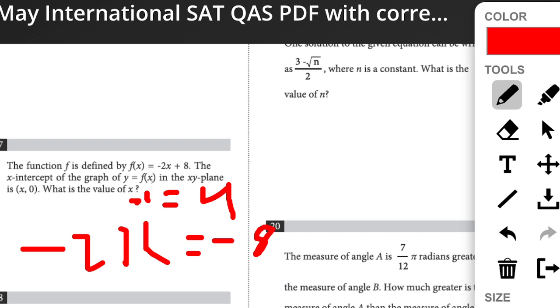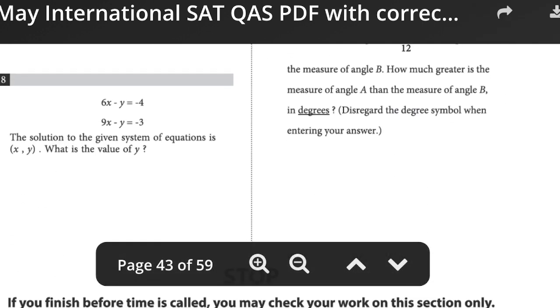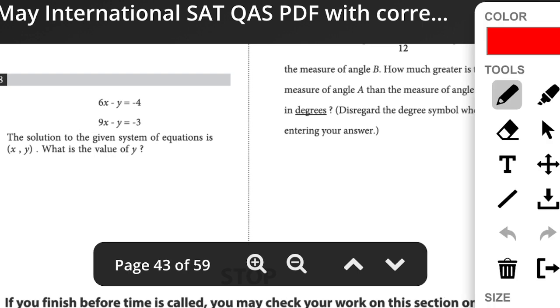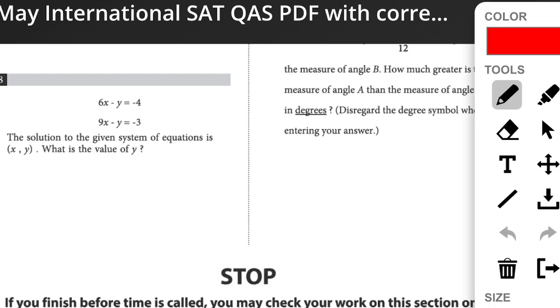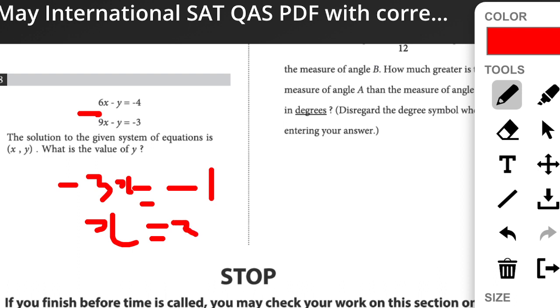Alright. Number 18. Alright. We have these two equations. What is the value of y in this system of equations? I guess we can solve for x first and then find y. So let's see. If we add, should we add or subtract? Well, if we add, then it's going to be negative y minus y, which is negative 2y. So we should definitely subtract. So we'll get negative 3x. Negative 3x equals, and that's negative 4 minus negative 3 is a negative 4 plus 3, which is negative 1. So x is 3, I think.